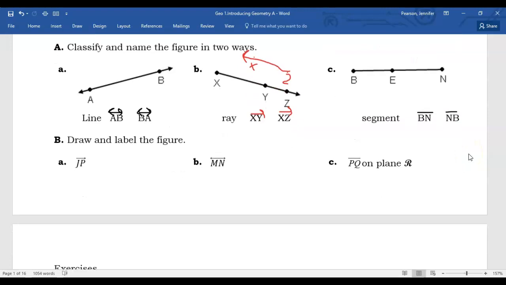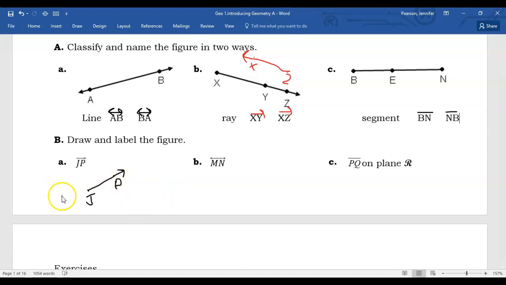Example B says draw and label the figure. Part A has the letters J and P and then a one-way arrow on top. So I know it's asking me to draw a ray because it's got a one-way arrow. So I'm going to actually try and draw it. I'm going to have an endpoint and then I'm going to have an arrow side. On the first endpoint, I definitely need the letter J because the J comes first here. And then anywhere else on the ray, I can add a point and call that P.